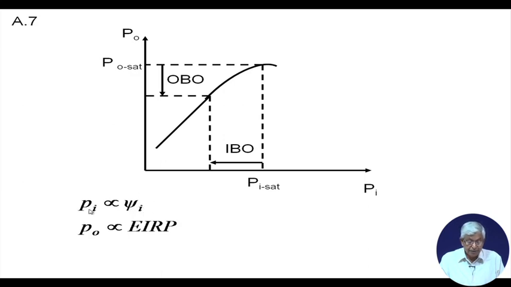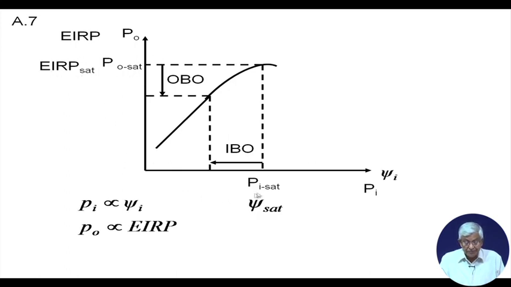Obviously, input power is proportional to input flux density, and output power is proportional to the effective isotropic radiated power. These are obvious reasons, you know that. So, the same characteristics can be put in terms of psi and EIRP. On this axis I can put psi, that is the input flux density. There is an input saturation, that is the saturation power flux density, psi saturation. Corresponding on the EIRP axis I get an EIRP saturation, same thing.